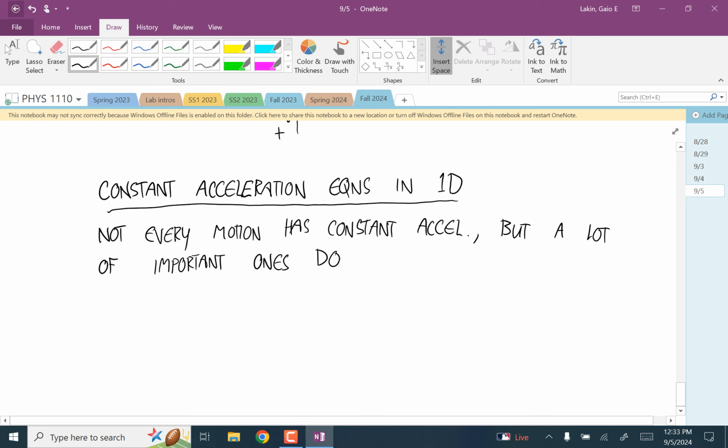And the most important one is going to be free fall and projectile motion. We're going to see that in the case where there's not too much air resistance, free fall and projectile motion are constant acceleration motions.